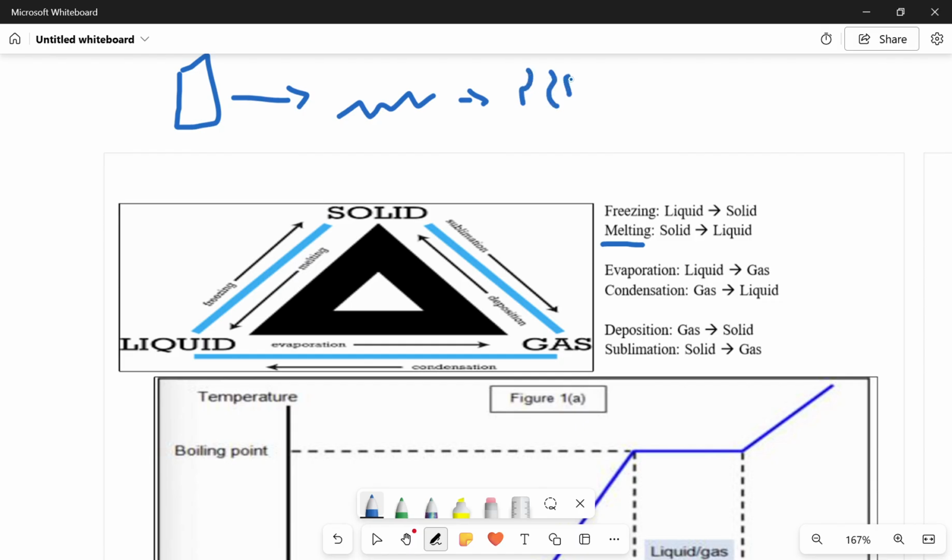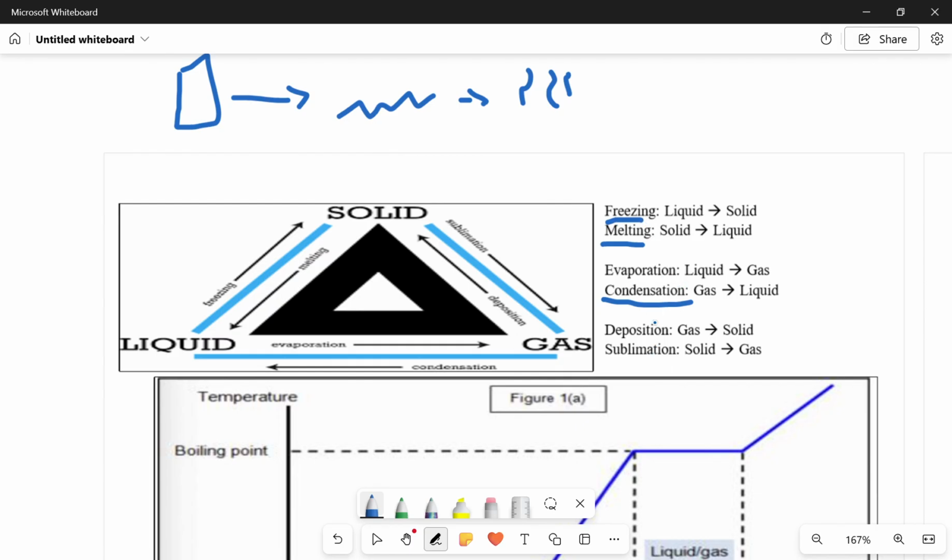If you evaporate this water, and if you go the other way, so if you have a gas and then it becomes water, that's called condensation, gas to liquid. Then if you have water and you want to convert it to ice, you freeze it, liquid to solid.